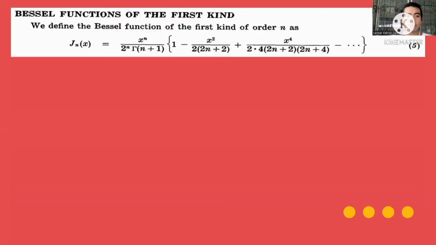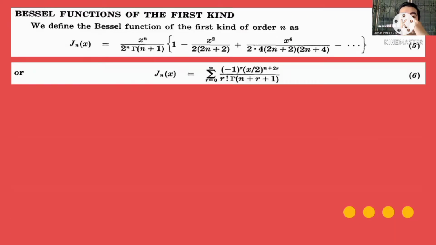So next tayo. Sa Bessel function of the first kind, dito na-define natin yung Bessel function of the first kind of order n as j sub n of x is equal siya sa x raised to n over 2 to the n times gamma of n plus 1, minus x squared over 2(2n plus 2) plus x raised to 4 over 2 times 4 (2n plus 2)(2n plus 4).